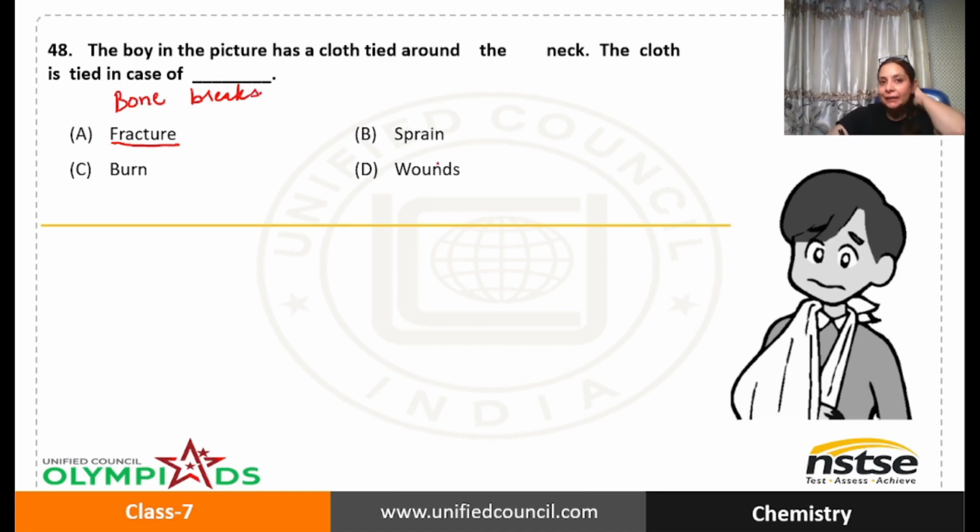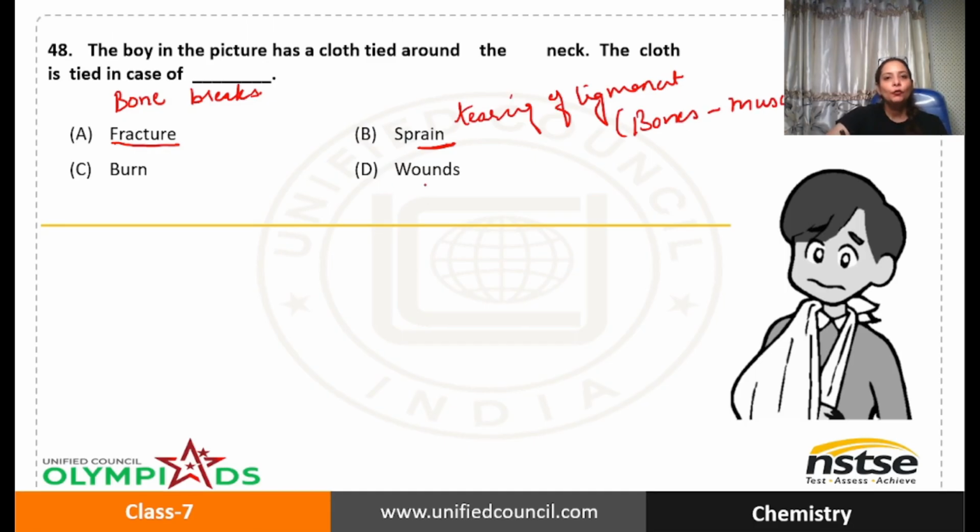Okay. And a sprain is basically the tearing or more stretching of a ligament. And ligaments are those which join bone with muscles. A wound refers to any cut. It can be a deep-seated cut, or maybe superficial. A burn is basically rashes which are caused because of getting in contact with some fire. That is what a burn is.